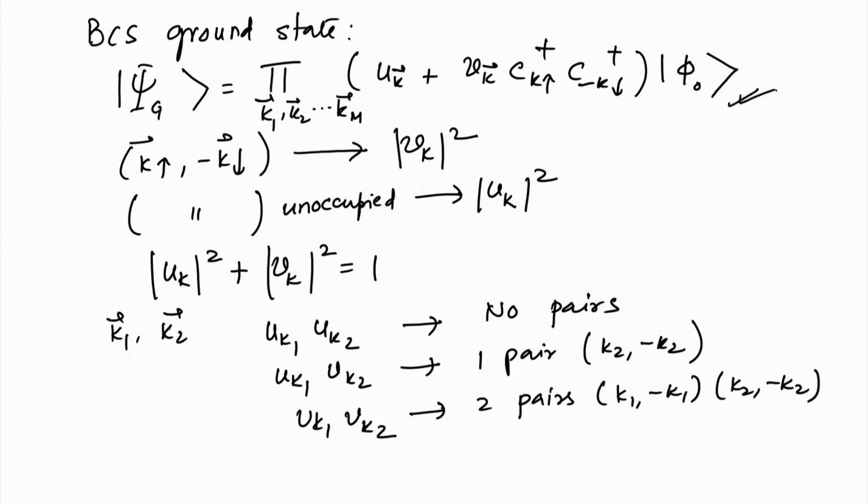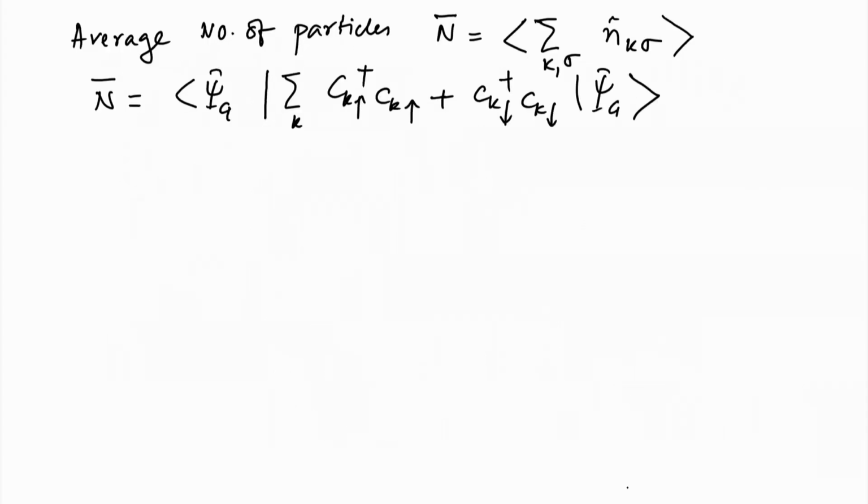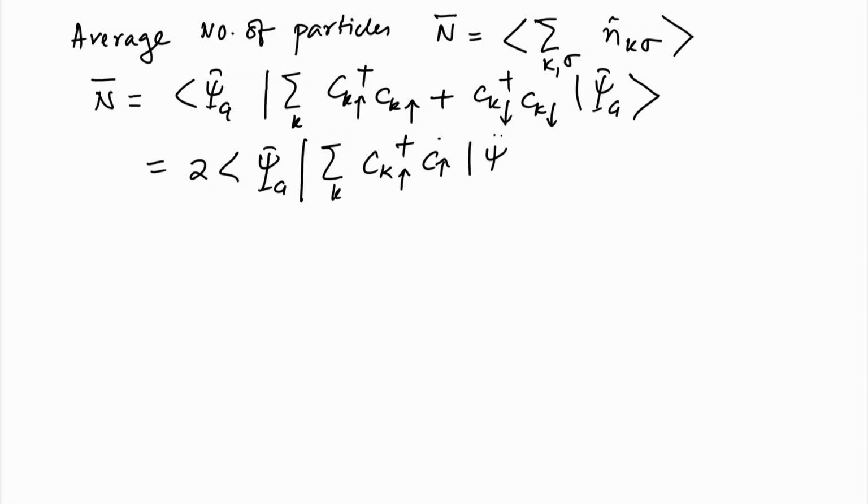So, that is the ground state postulate of the BCS ground state. So, we have to take this thing here, and this can be written, because there is no preference of one spin over another, simply as twice psi G, sum over k c k up dagger c k up, psi G. This I am writing once, but then later on I will skip.